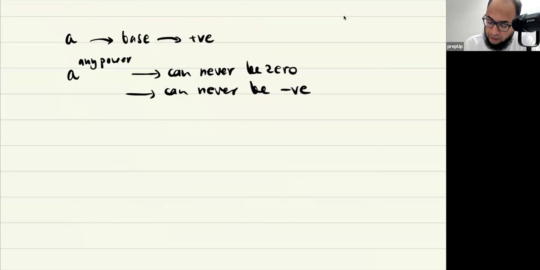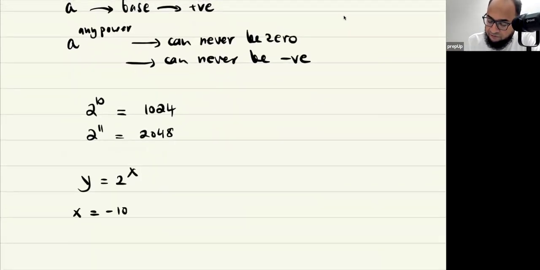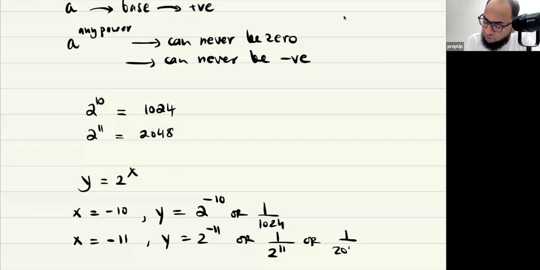For example, 2 raised to power of 10 is 1024. 2 raised to power of 11 is 2048. So if I choose y is equals to 2 raised to power of x, if x is negative 10, y is 2 raised to power of negative 10, which is 1 over 1024. It will become very small, but it will not be negative. If x is negative 11, y is 2 raised to power of negative 11, or 1 over 2 power 11, or 1 over 2048. Let me also write it like this. So this is 1 over 2 raised to power of 10, or 1 over 1024.